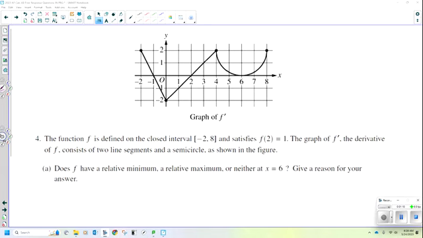Anyways, number 4 reads: the function f is defined on the closed interval from -2 to 8 inclusive and satisfies f of 2 equals 1. The graph of f prime, the derivative of f, consists of 2 line segments and a semicircle as shown in the figure above. Does f have a relative minimum, a relative maximum, or neither at x equals 6? Give a reason for your answer.